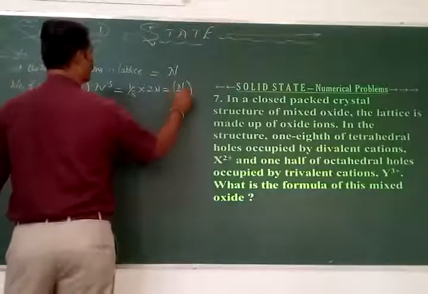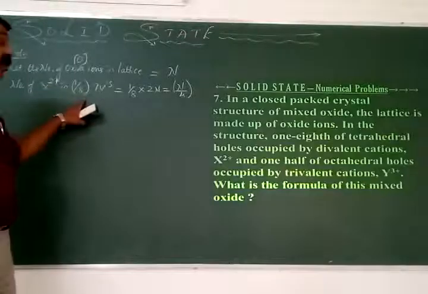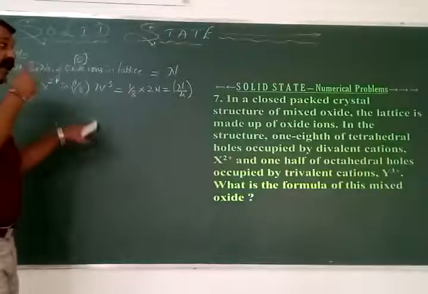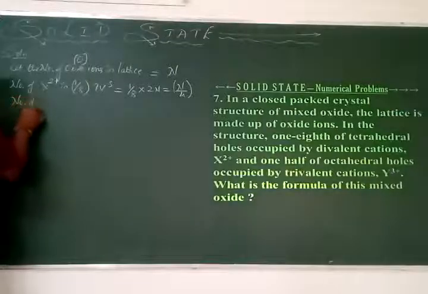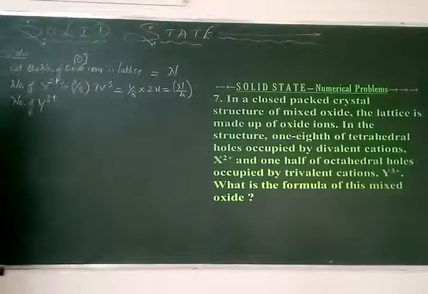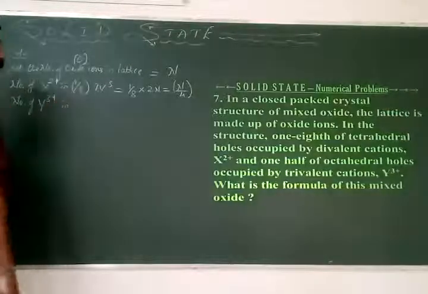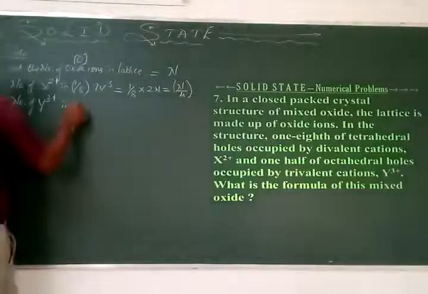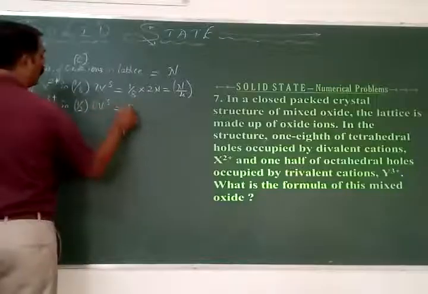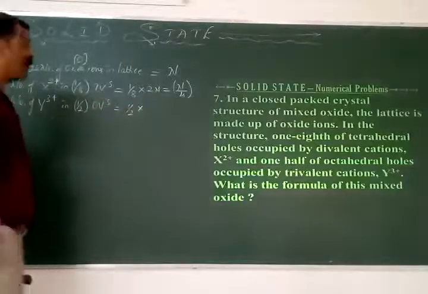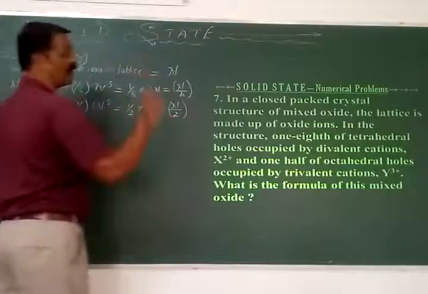What is N by 4 here? It is the number of X2+, the divalent cations, occupying the 1/8 of the tetrahedral voids. Similarly, the number of trivalent cations. Which is the trivalent cation here? It is Y3+, in 1/2 of which ones? OVs. 1/2 of OVs means same or double? Same. What is that same here? It is N. Therefore, it is N by 2.